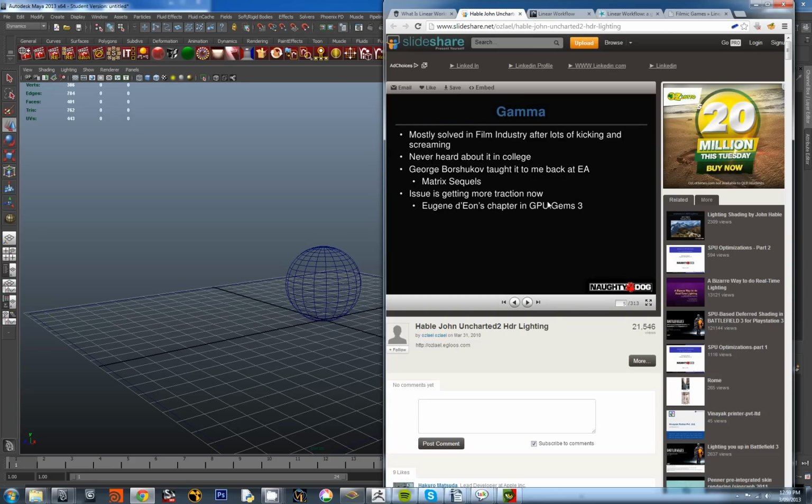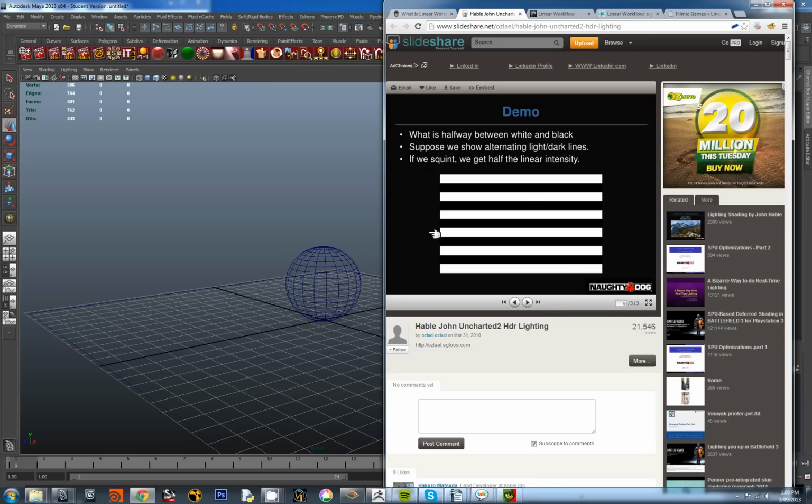So gamma, this again, they're the Naughty Dog notes from it. Mostly solved in the film industry after lots of kicking and screaming. A lot of people just don't like the idea of changing the workflows, but it makes a massive, massive difference. Okay, it makes your workflow consistent, physically plausible, and reproducible.